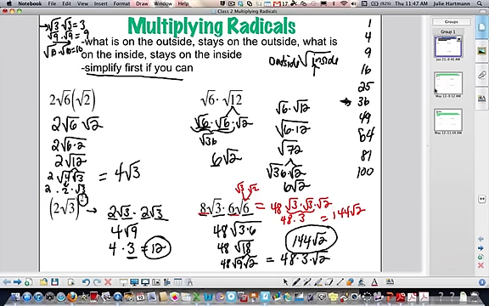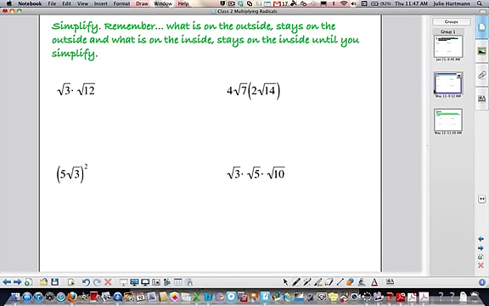Okay, let's look at a couple more examples. 12, right here. Again, you're multiplying root 3 times root 12. Well, you can do 3 times 12, which is 36, and the square root of 36 is 6. Okay, that's an easy way to do that problem.